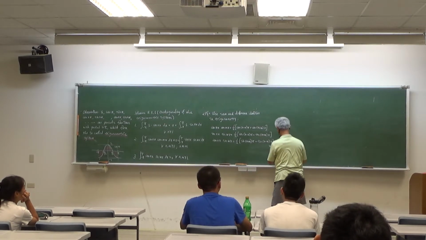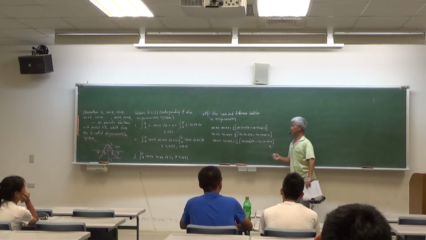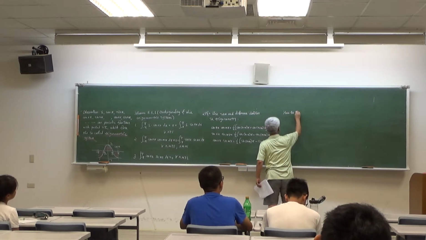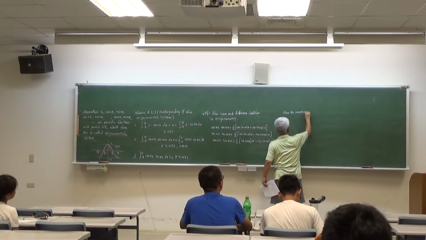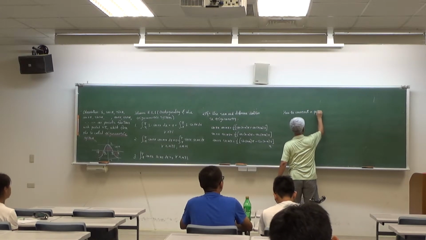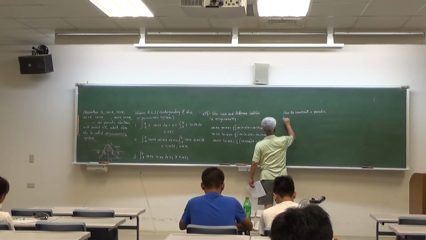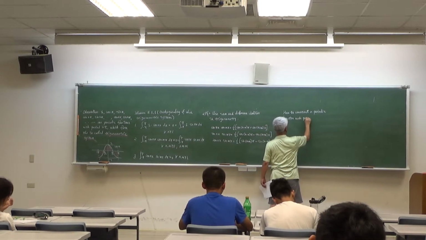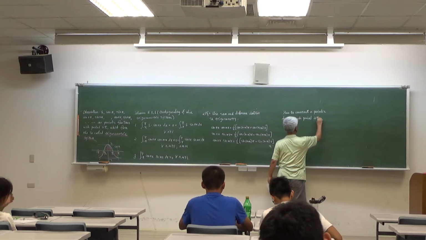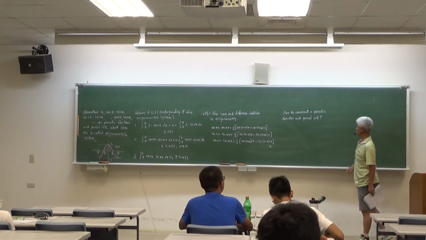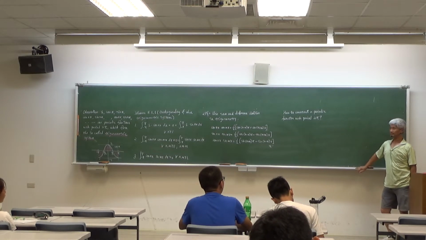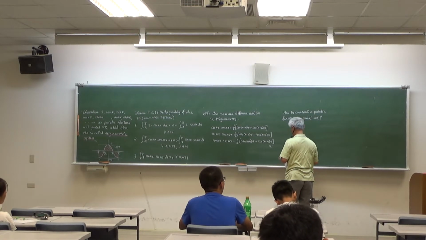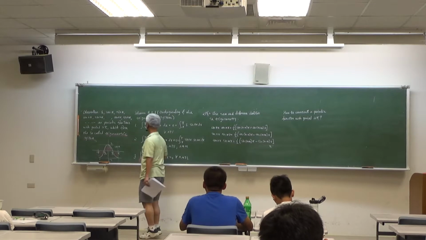Alright, so now if we want to construct, so how to construct a periodic function with period 2π. If you have a question like this one, that you want to construct an arbitrary periodic function with period 2π, so you can try the trigonometric system.